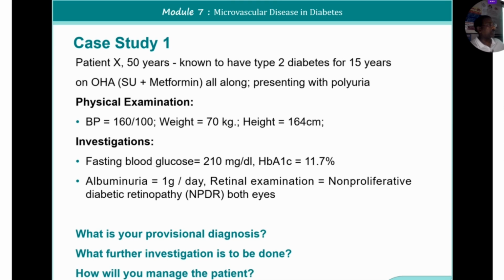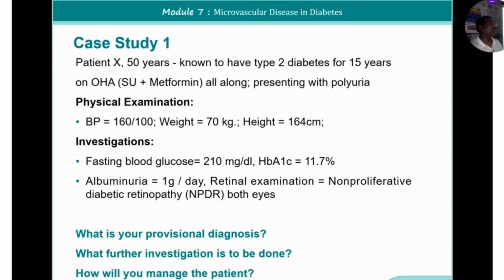So that is the second part. First part, good diabetes control. Number 2, good hypertension control. Number 3, albuminuria. Here the albuminuria is 1 gram, and 1 gram is very high. So how do we treat albuminuria? One is your ACE inhibitors or ARBs. Again and again you are using the ARB.